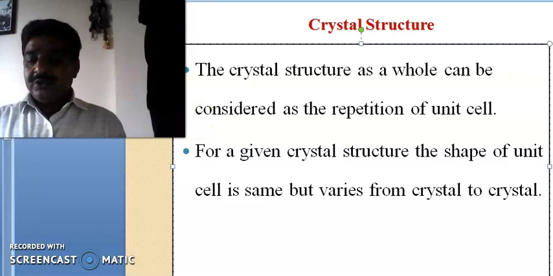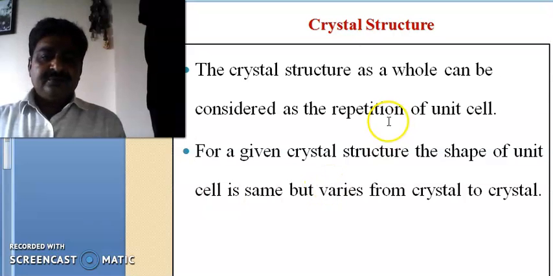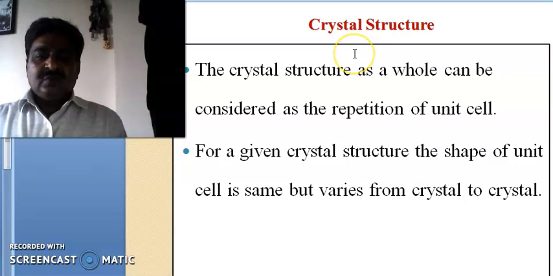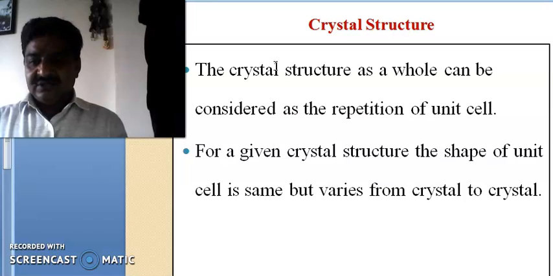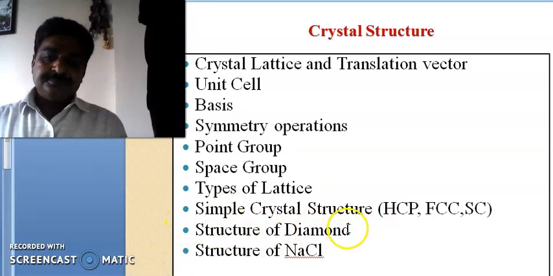So in this way, we have discussed the brief concepts of crystal structure. In the next lecture, we discuss crystal lattice, unit cell, basis, FCC, HCP, SC. All these concepts we discuss next: point group, space group, types of lattice, structure of diamond, structure of sodium chloride, etc.